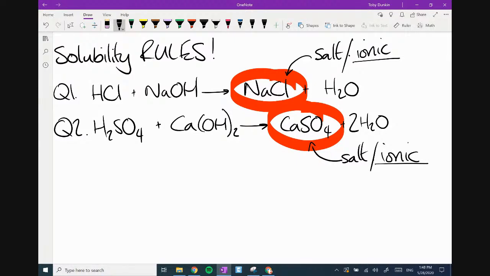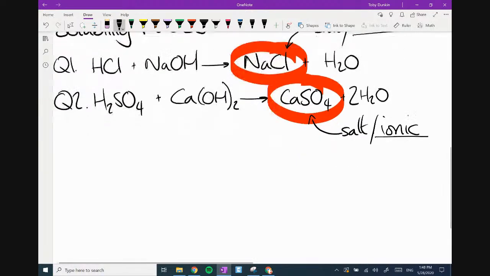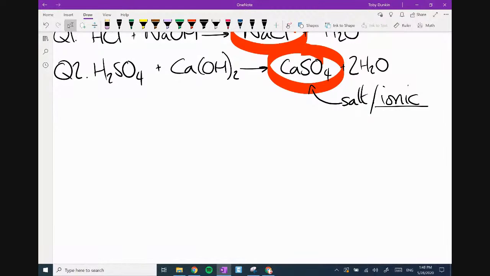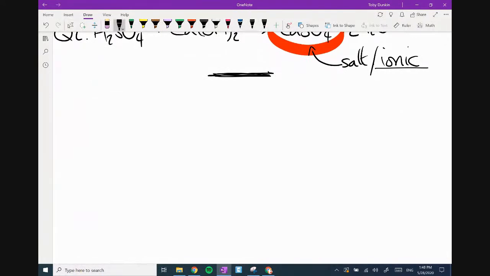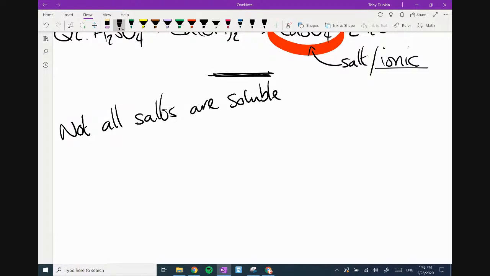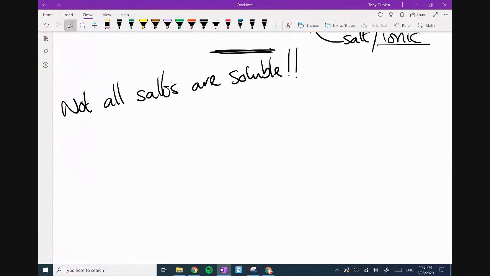So the next question now is, if we're making salts during reactions, not all salts are soluble. We know this. We know that some are soluble and some aren't. Well, the question is, can we predict them? And the answer is you can. And there are 3 rules. Chemistry rules.